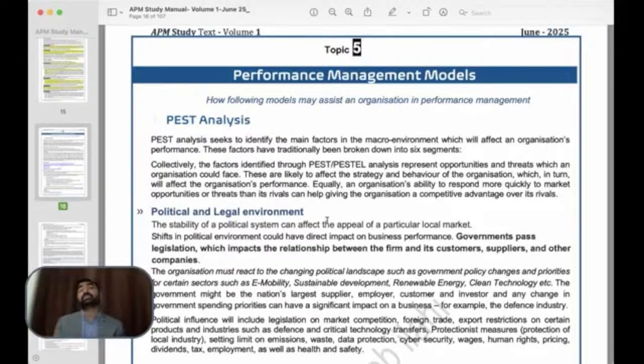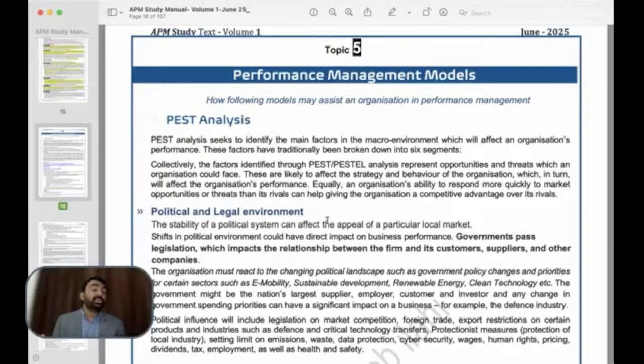So the question may ask you to evaluate how these changes may impact performance of the organization and how it should be included in its performance measurement systems. How to include these factors into the performance measurement system of the organization. Okay, so sometimes this would be the style of the question.